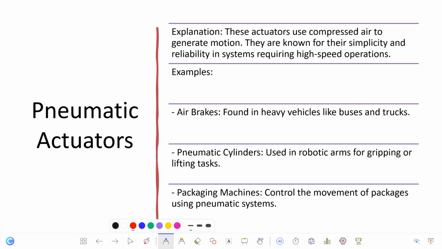Examples of pneumatic actuators are the air brake, which is found in heavy vehicles like buses and trucks. You see in trucks there is a sound at the brake. Some people think this is hydraulic. No, this is not hydraulic. This is pneumatic. And the pneumatic cylinder is used in the robotic arm for gripping or lifting tasks. We can also use them in packaging mechanisms, which can control the movement of packages using a pneumatic system.